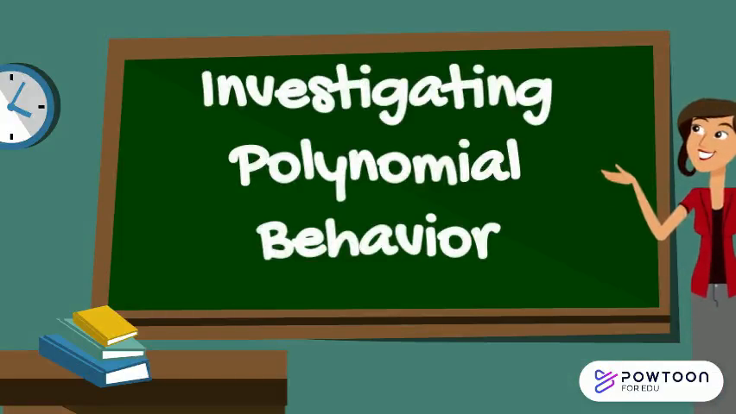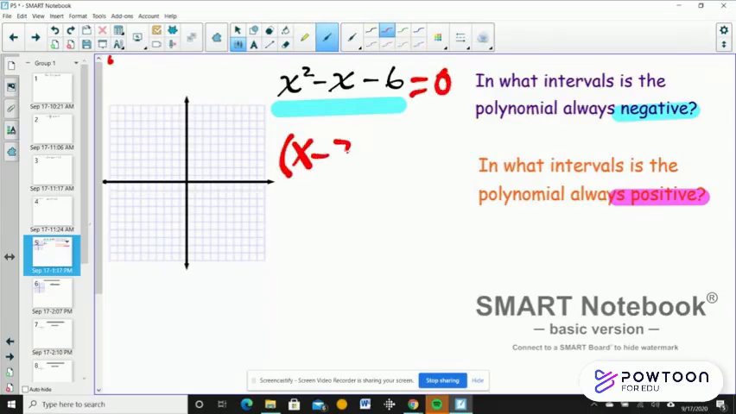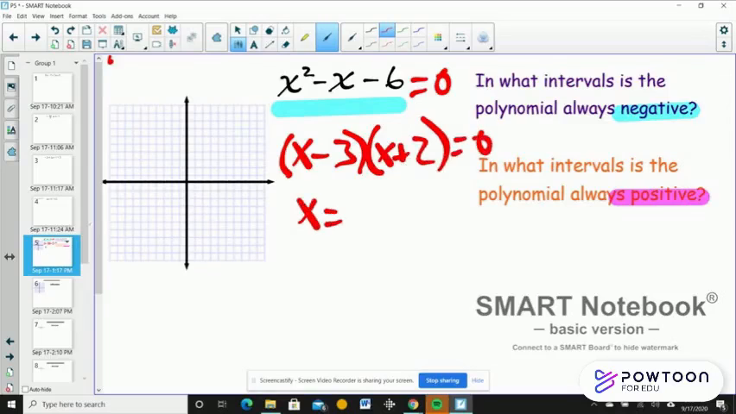Investigating polynomial behavior. Okay, for this problem, we're going to take this polynomial and decide when the interval is negative and when the interval is always positive. So we're going to start by setting the polynomial equal to 0, and we can factor it into x minus 3, x plus 2. So the solutions are 3 and negative 2.